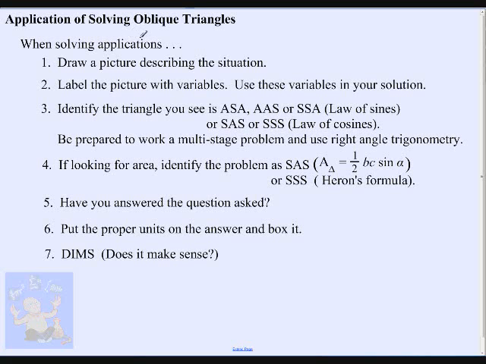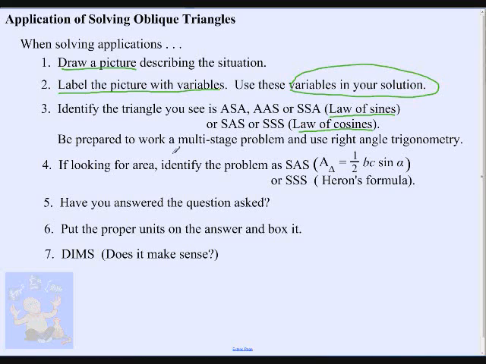Here is an approach we can use. Draw a picture. You're going to notice in every one of these examples we're going through, and we have quite a few of them to go through, we will draw a picture. We'll label the picture with variables. These are the variables that we're going to use in our solution. Figure out what kind of triangle you are looking at as far as what the givens are. That will determine for you whether you're going to use the law of sines or the law of cosines.